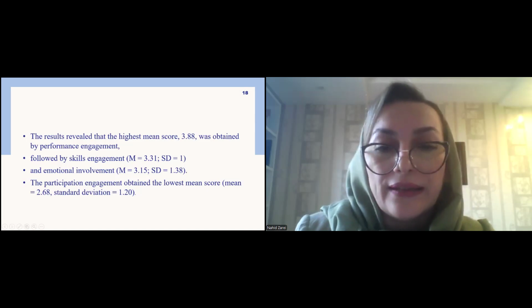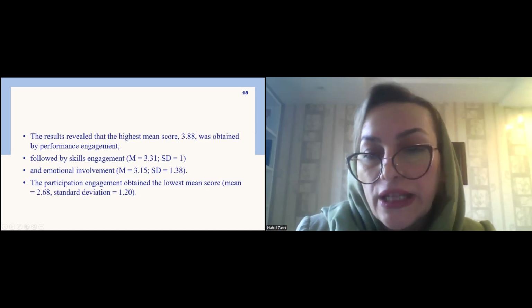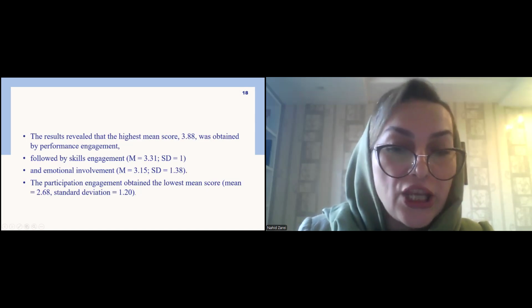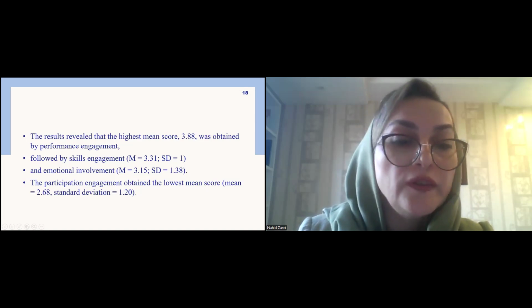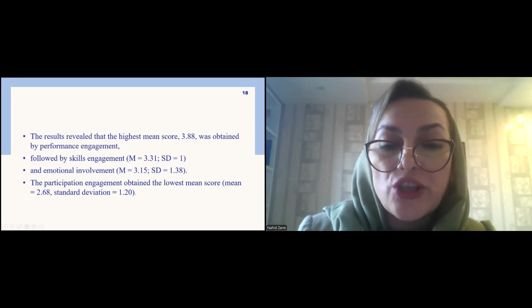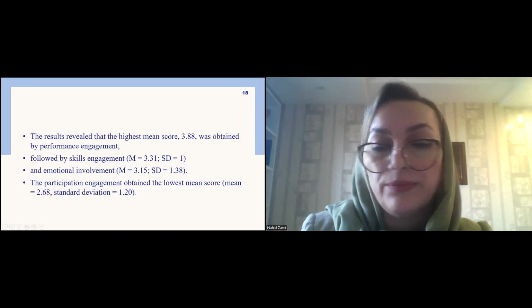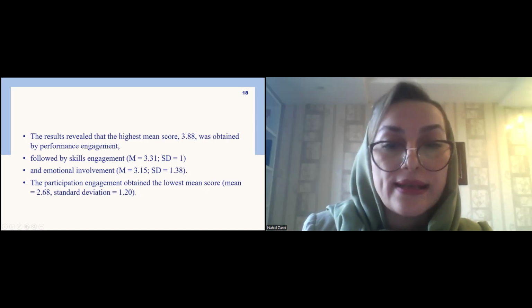The results revealed that the highest mean score, 3.88, was obtained by performance engagement, followed by skill engagement and emotional involvement. The participation engagement obtained the lowest mean score with a mean score of 2.68.